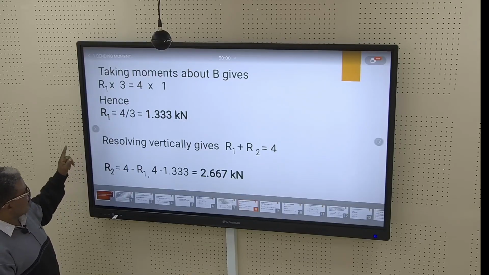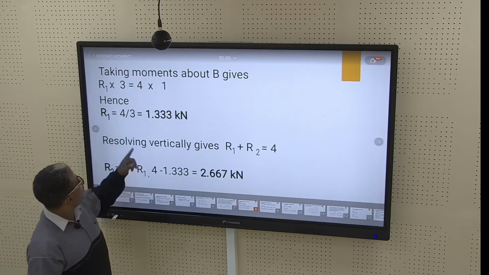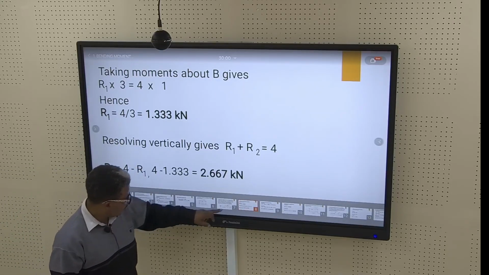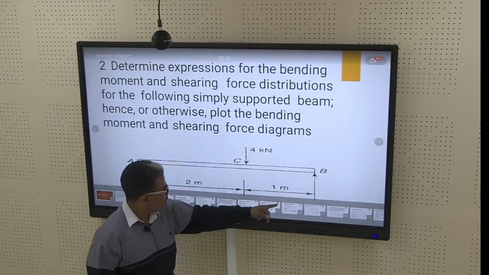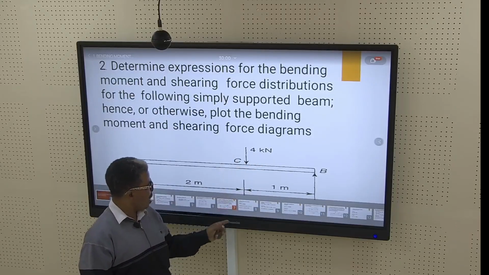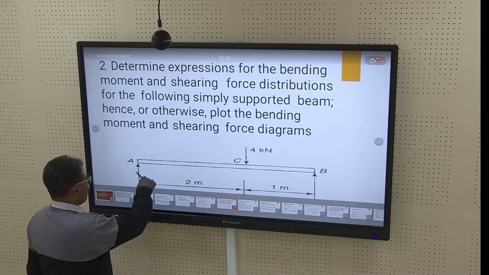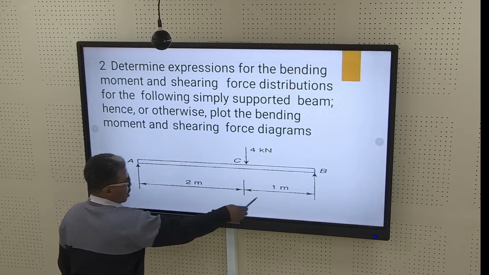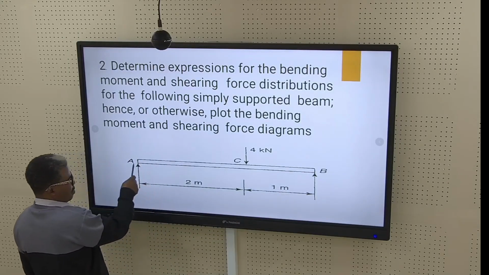that is the reaction at A, that is clockwise, and the anti-clockwise will be 4 times 1. We are at B, so the distance is 1 times 4. It is going anti-clockwise, but this reaction is going clockwise, this direction. So the distance is taken from B, which is 1 plus 2 becomes 3.